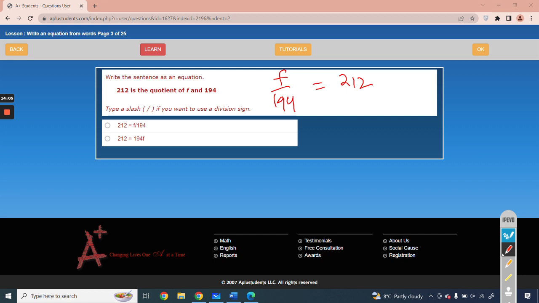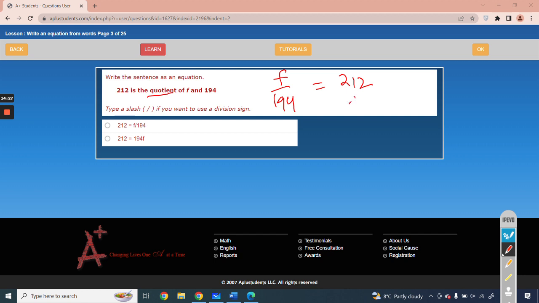Got it? You guys in grade 7, so you must understand the words. Quotient means you are dividing. Product means you are multiplying. Basically the concept here is, you just have to understand the words. So it is 212 equals F over 194. That would be option number 1.